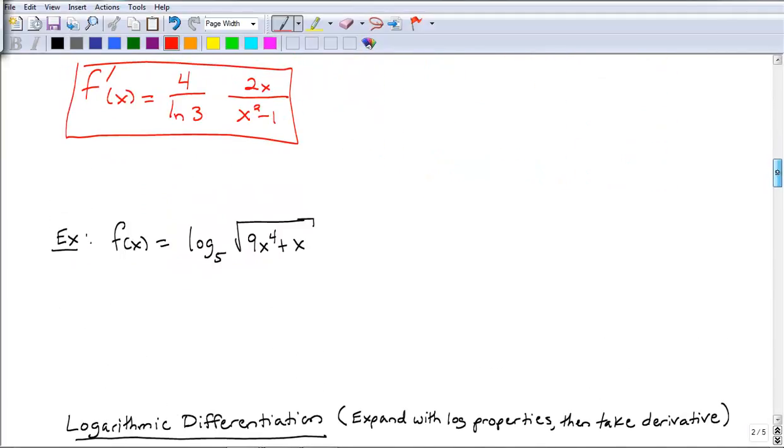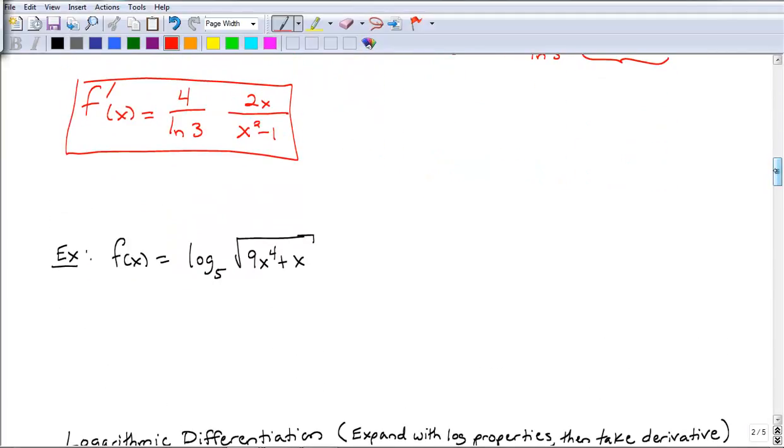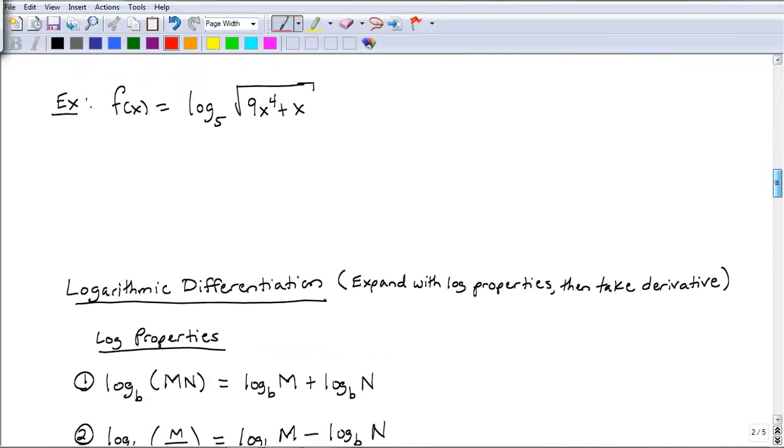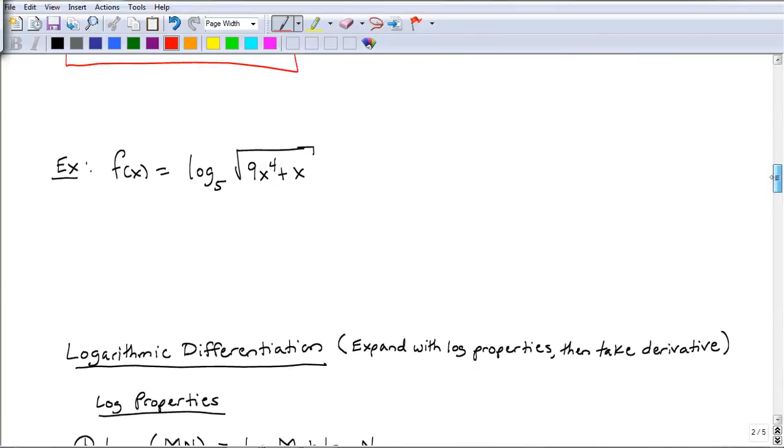Well, here's a tougher one for the natural log. Log base 5 of the square root of 9x to the 4th plus 9x. There is a faster way to do this than I'm about to do it, and the faster way is going to come below: logarithmic differentiation. That makes it quicker. But let's do this one the long way. First, I'm going to rewrite it with the change of base formula: 1 over the natural log of 5 times the natural log of 9x to the 4th plus x, all to the 1/2 power. Because that's what the square root is, the 1/2 power.